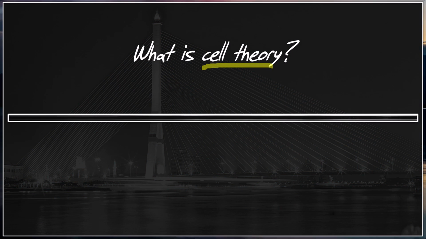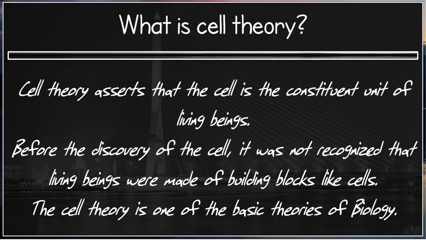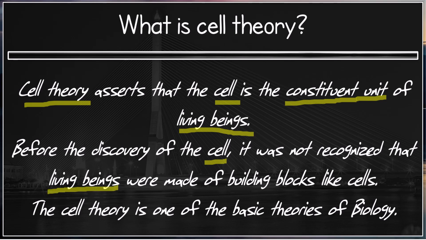What is cell theory? The cell theory asserts that the cell is the constituent unit of a living being. Before the discovery of the cell, it was not recognized that living beings were made up of building blocks like cells. The cell theory is one of the basic theories of biology.